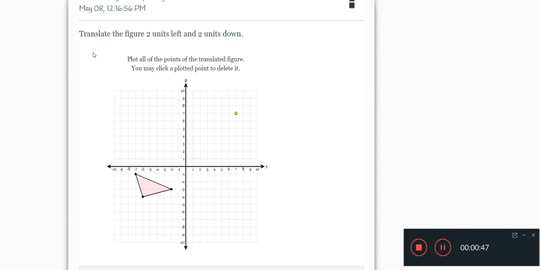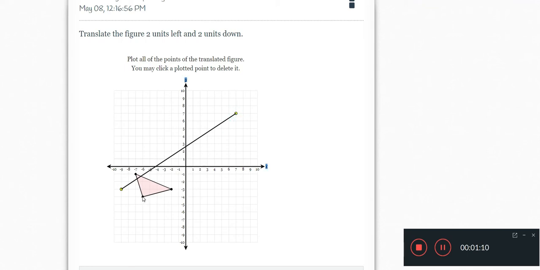So for instance, this one says translate the figure 2 units left and 2 units down. So that means every vertex here needs to go 2 units to the left and 2 units down. So I'm going to go 1, 2 to the left, 1, 2 down, and that's my first point. See, I don't need this one up here. So if you want to undo a point, I believe you can unclick it. Maybe not. All right, whatever. We're going to try the next one.